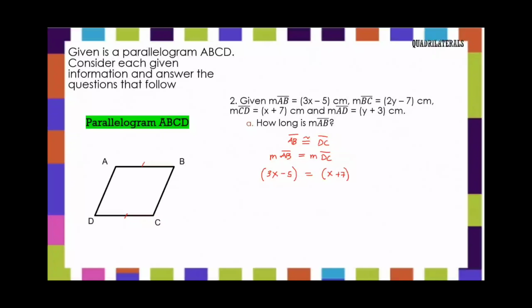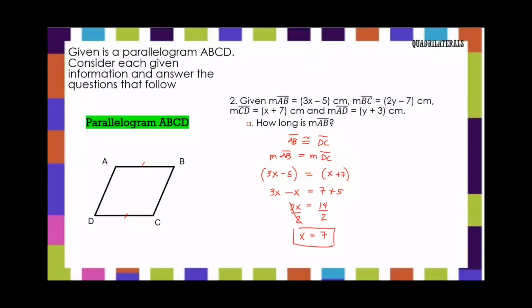Okay, so by simplifying, we're going to use SPE or the subtraction property of equality para yung x natin on the right side ay mapunta sa left side. So, we're going to have 3x minus x is equal to 7. So, by APE, yung negative 5 pupunta dito, magiging positive 5. Okay? So, simplifying, we have 3x minus x, that will give you 2x. Equal to 7 plus 5 is 12. So, dividing both sides by 2, since kinukuha natin yung value ng x, we have the value of x that is equal to 6. Okay?